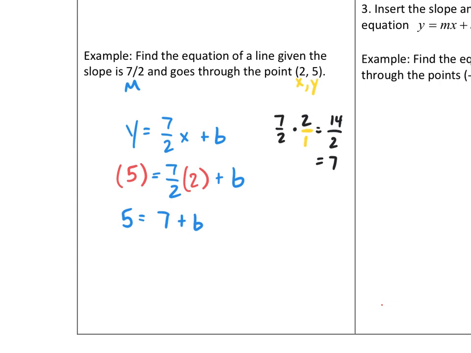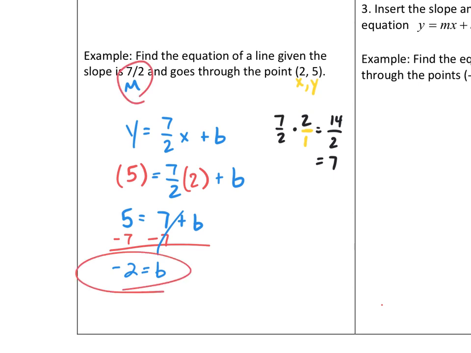oops, sorry about that. You would subtract 7 from both sides, and you would end up getting a b value of -2. So now you have your b value and you have your m value from up top. You can write your final equation. Y would equal 7/2x minus 2.